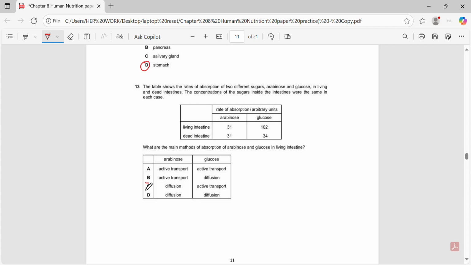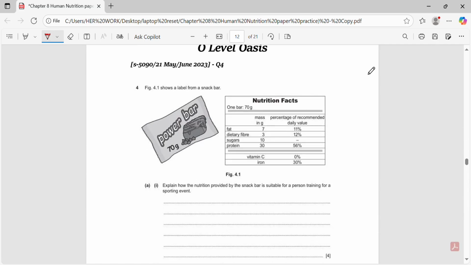And the answer for this is C. Arabinose is absorbed by diffusion, and glucose is absorbed by active transport. We are back to our theory questions now.